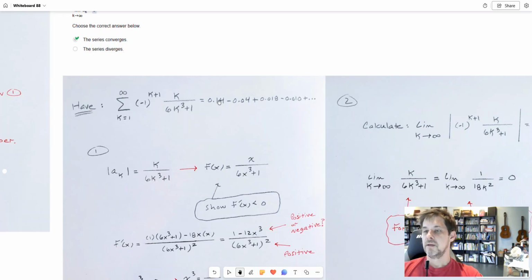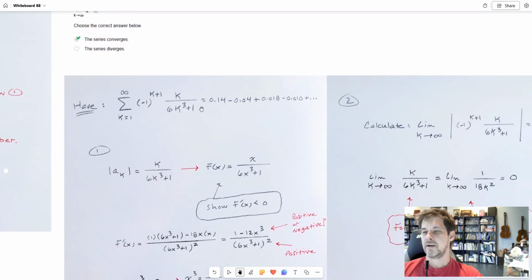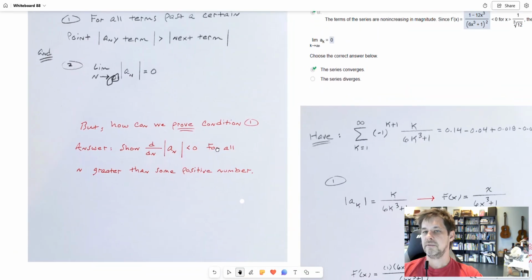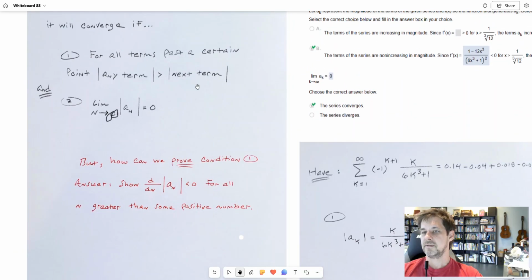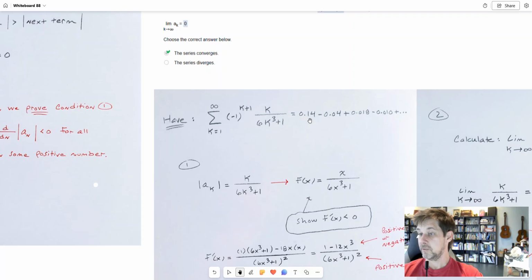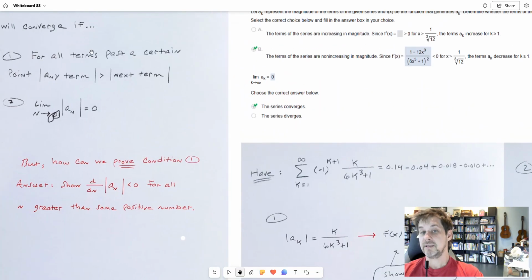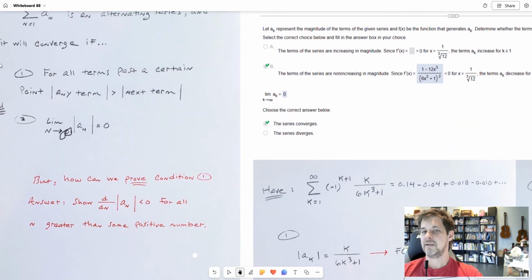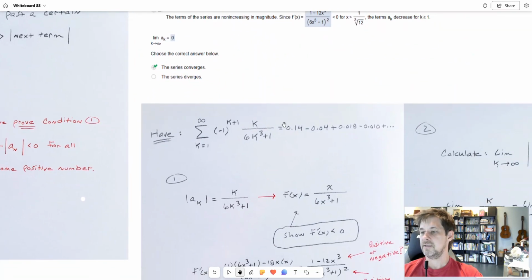And you might say, wait a second. I look at these terms, and it certainly looks like this is happening. The absolute value of any term looks to be bigger than the one that comes right after it. Like I get 0.14, then I get 0.04, then I get 0.018, and then I get 0.010. Certainly looks like this is happening. Any term is more than the one that comes after it. So doesn't it just satisfy this first condition as it is?